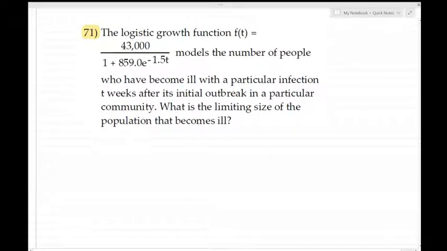Number 71, the logistic growth models the number of people who have become ill with a particular infection t weeks after its initial outbreak in a particular community. So notice this equation measures time in terms of weeks.